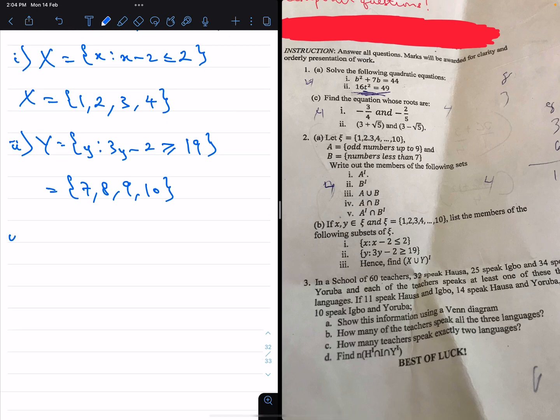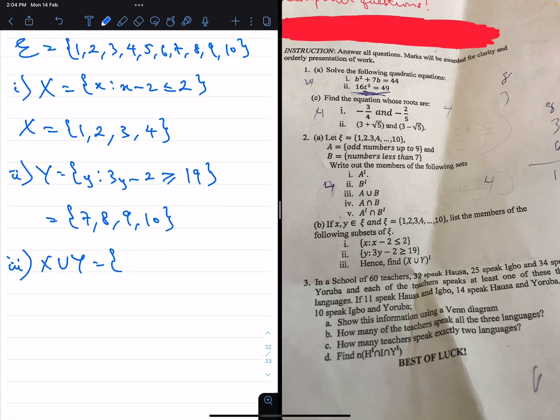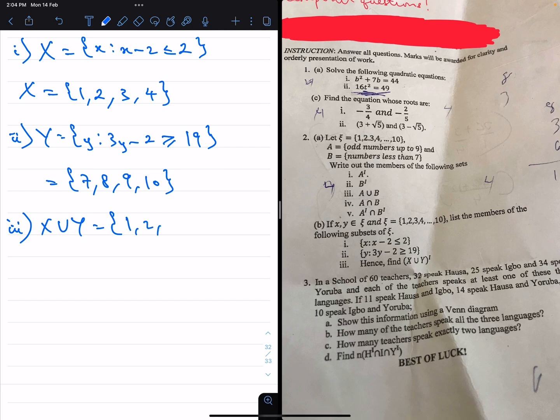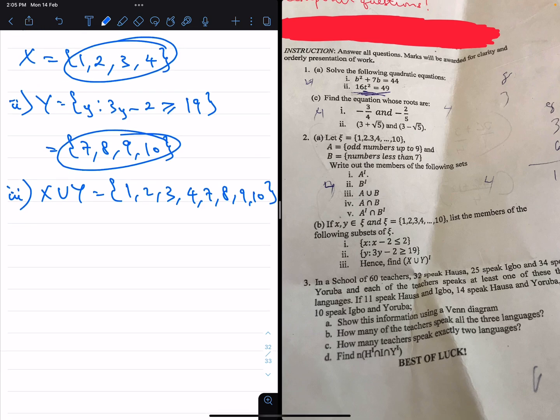And question 2b part 3 is find the elements of the complement of the union of x and y. But we need to find x union y first. The set x union y has elements 1, 2, and so on. We combine x and y. We write all the elements of the set x first, and then write the ones that are in y but not in x: 7, 8, 9, 10. So this is the set x union y.